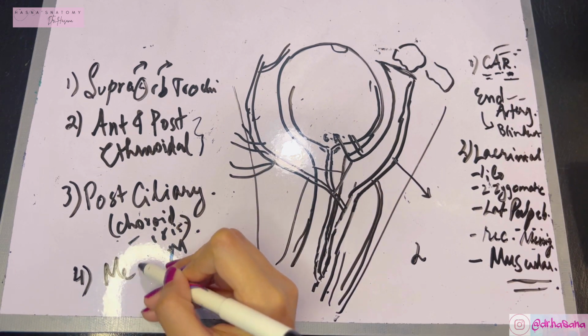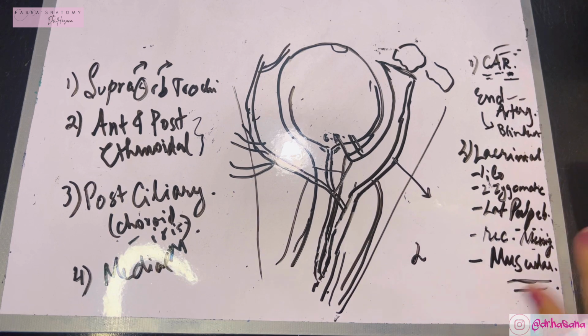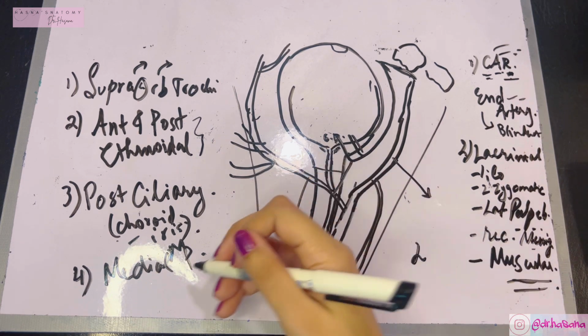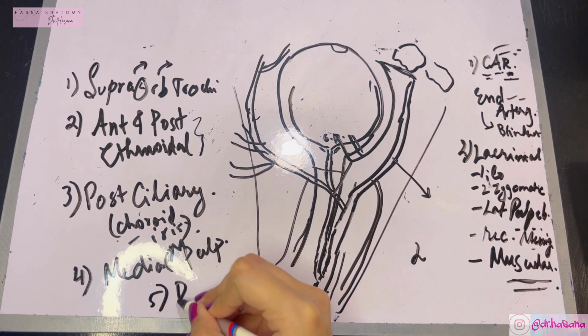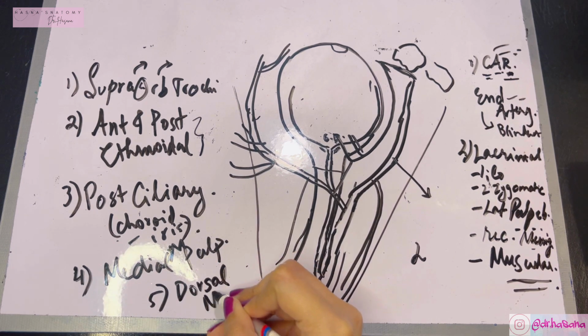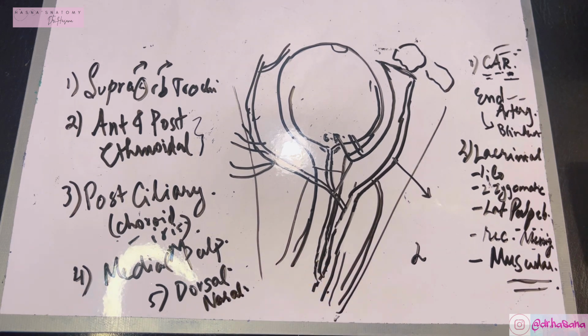And finally, we have the medial palpebral, because lateral palpebral are already given, so someone has to supply the medial part of the eyelid. And the dorsal nasal branches, do not forget these. We've already discussed that this is the termination of the ophthalmic artery. These supply the upper part of the nose. So these are all the branches you needed to know of the ophthalmic artery.